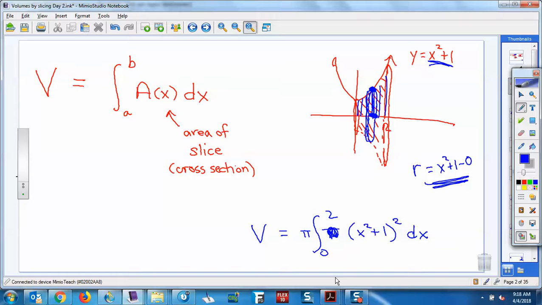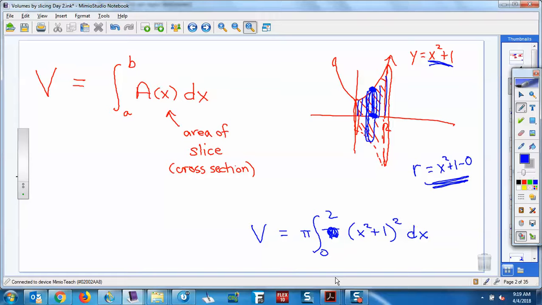So I write down what my r is, and r is always going to be a function, because think about it, every slice is a different size, so every slice has a different radius. And so that's why your r is not a constant. It's this function right here.